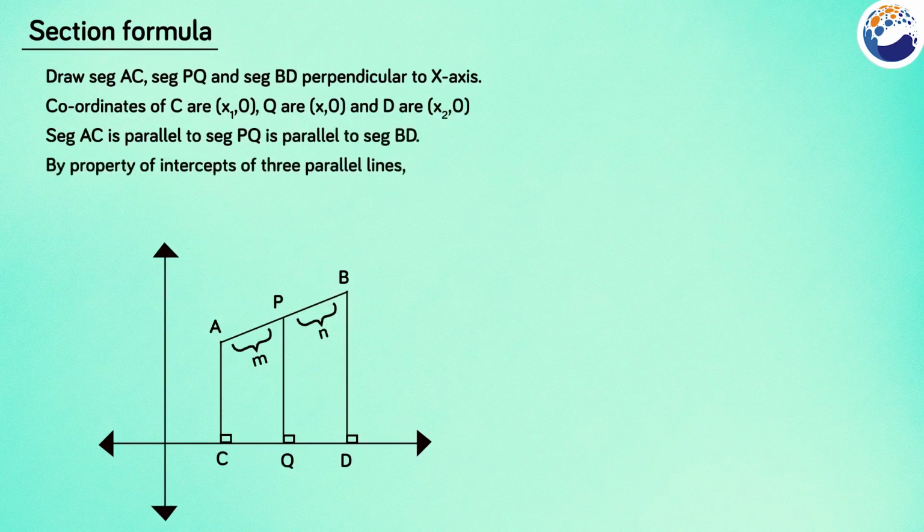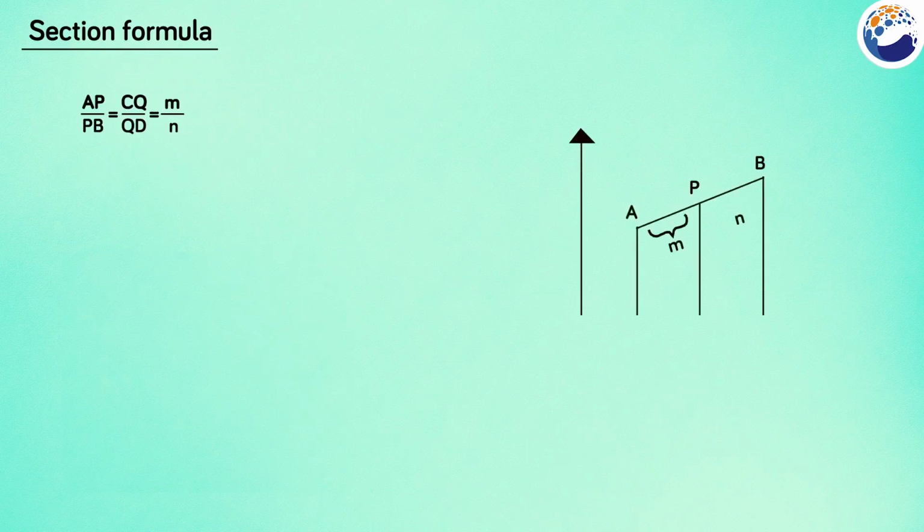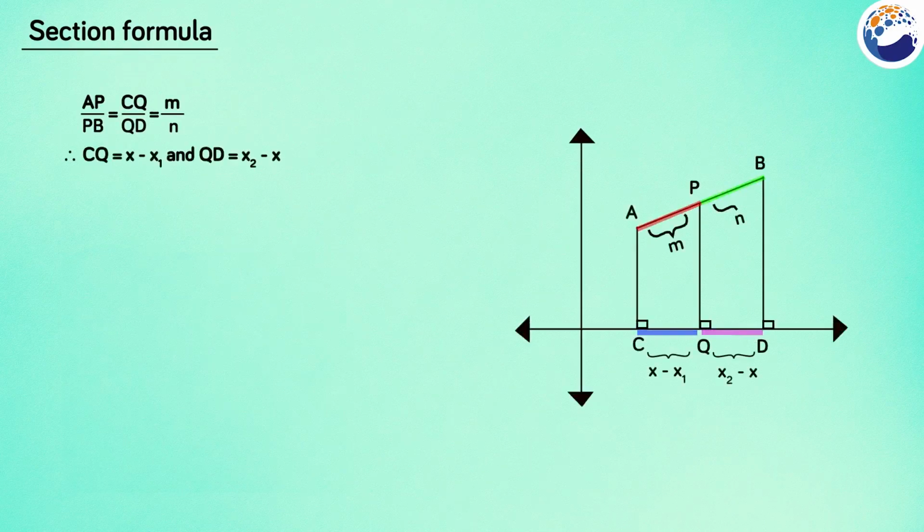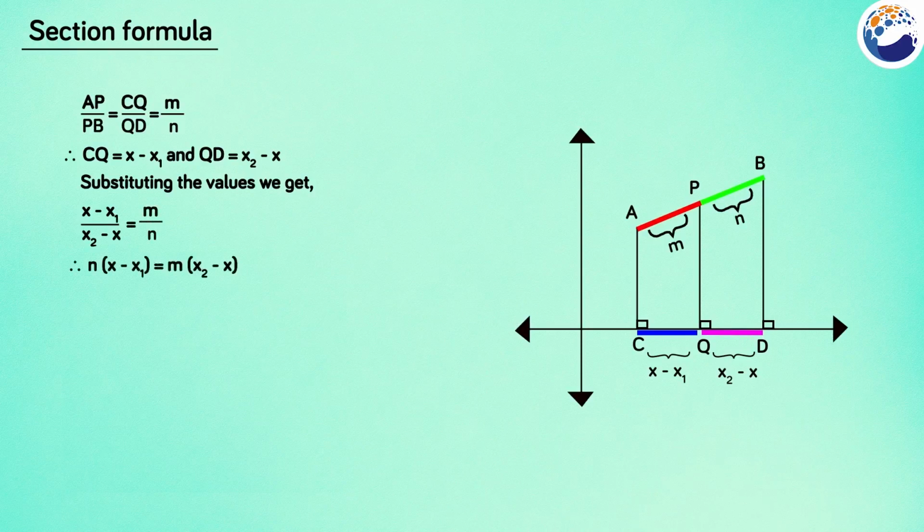Segment AC is parallel to segment PQ is parallel to segment BD. Therefore, by the property of intercepts of three parallel lines, AP upon PB is equal to CQ upon QD is equal to m upon n. CQ is equal to x minus x1 and QD is equal to x2 minus x. Substituting the values, we get (x minus x1) upon (x2 minus x) is equal to m upon n. Cross multiplying, we get n into (x minus x1) is equal to m into (x2 minus x). Therefore, nx minus nx1 is equal to mx2 minus mx.